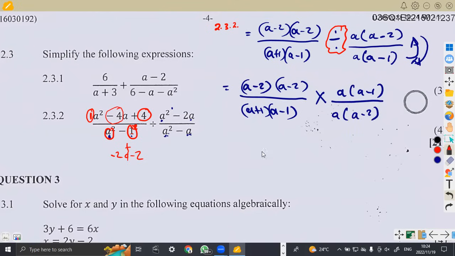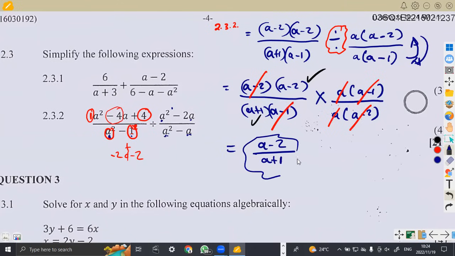Now we can cancel as long as it is on the numerator and the other part is in the denominator. We can cancel a minus 2 with a minus 2, a and a, and we've got a minus 1, a minus 1. So as we can see, that is what we can cancel for now. What is remaining on top? We are just remaining with a minus 2. What is remaining in the denominator? We are remaining with a plus 1. So that was going to be a plus 1, just like that.